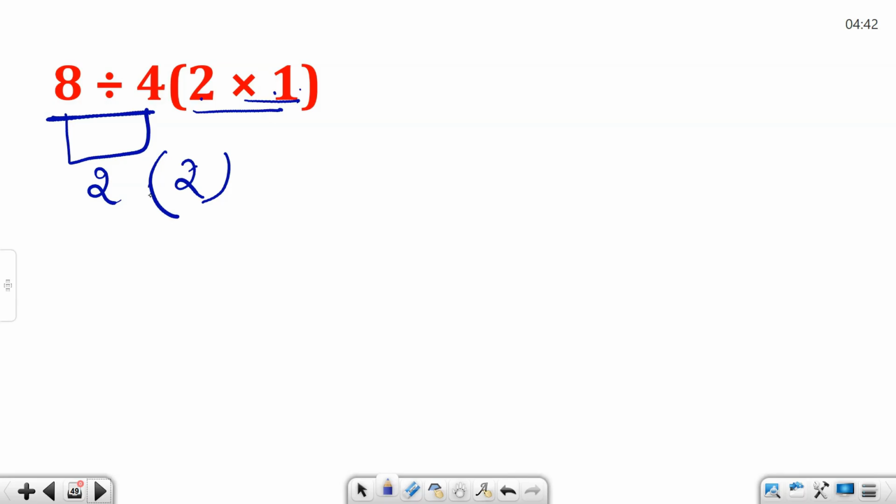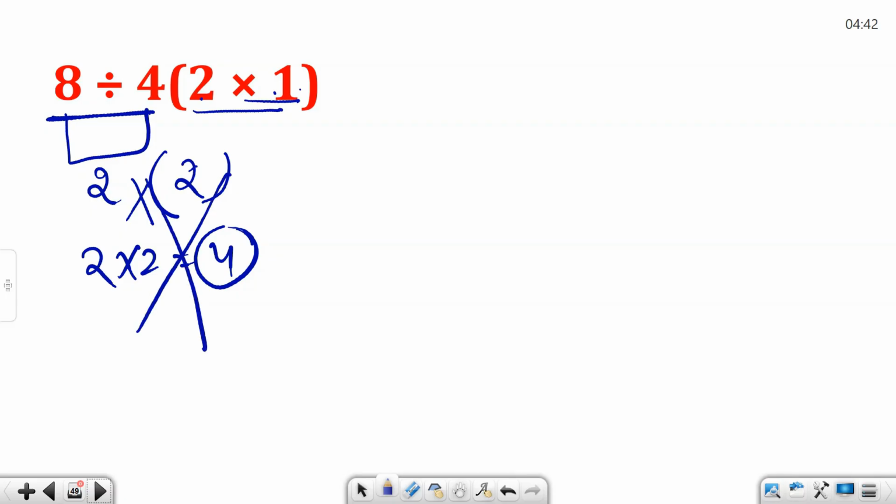Now, we'll remove the brackets and multiply. So 2 × 2 equals 4. This is the answer, but this is the wrong answer.